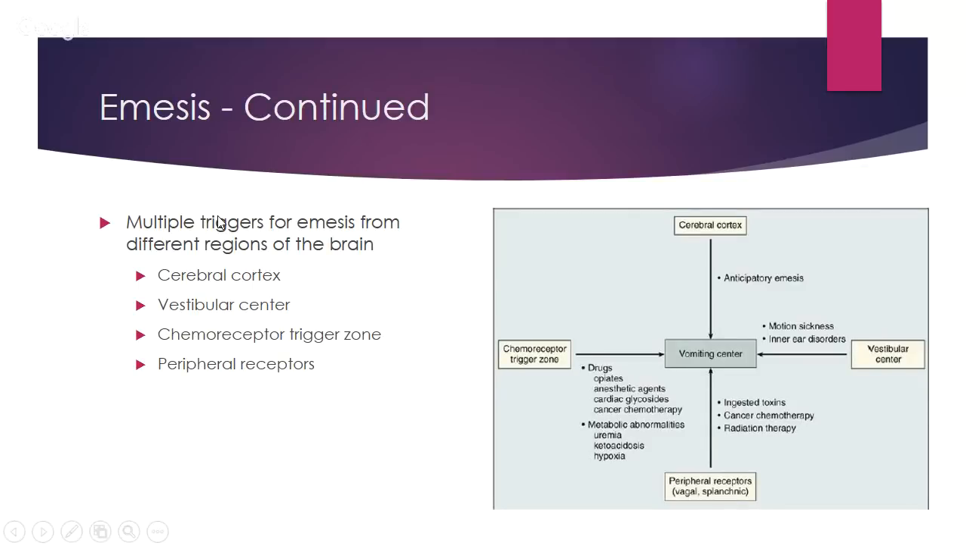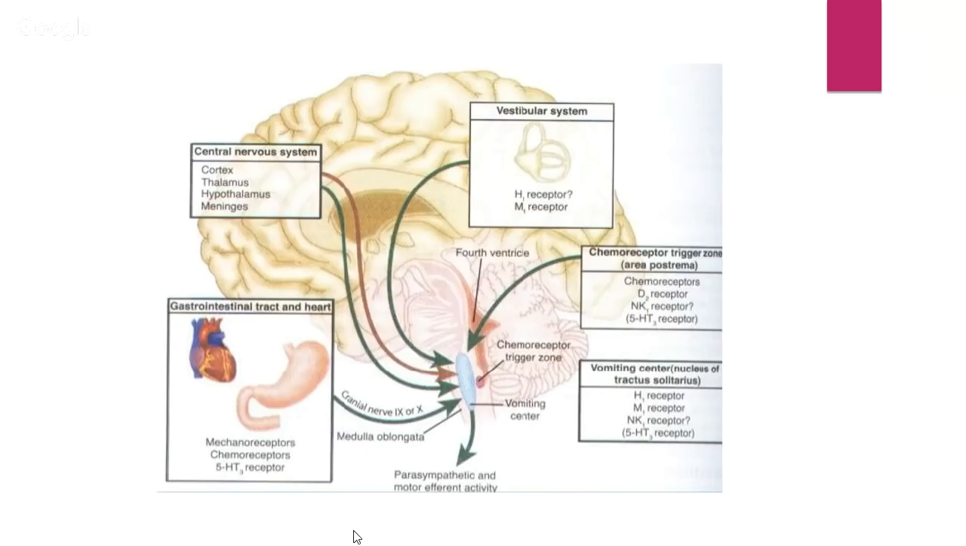Continued, you've got different triggers for vomiting. You've got the cerebral cortex itself, so anticipatory emesis. So if you feel like you're going to vomit, that probably adds to it. Motion sickness is done through the vestibular center, so that's to do with balance and stuff like that. You've got peripheral receptors, which get affected when you ingest toxins, things like chemotherapy. That's why nausea is a really big problem with people that get chemotherapy. And then also the chemoreceptor trigger zone. So certain drugs are able to trigger vomiting. And that's that, again, just in picture form. And talking about some of the drugs, or receptors, you can target to counteract nausea and vomiting.